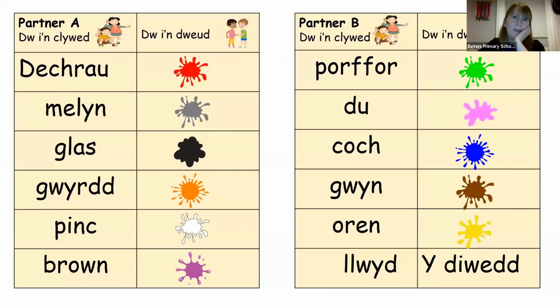And this is another good one. Dwi'n clywed, dwi'n dweud. So again, you can make it as simple or complicated as you want. This is just colour. So they start with coch. The other one's going to find coch. And then, right, glas. So then the other one goes glas, and back and forth, back and forth.